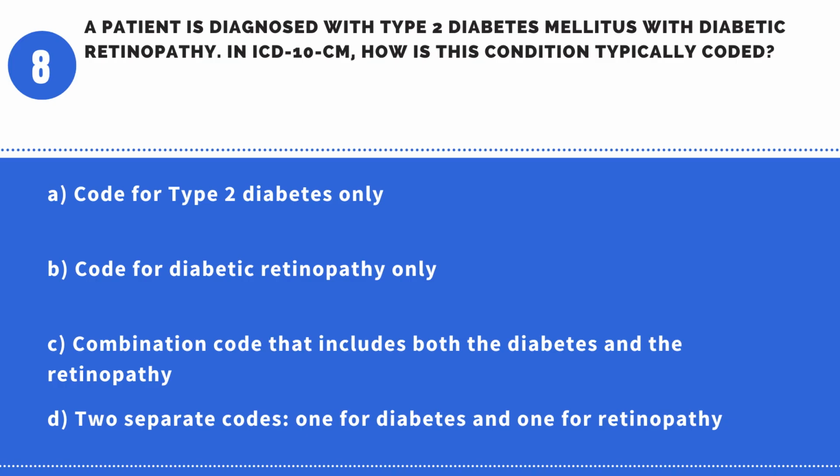Question 8. A patient is diagnosed with type 2 diabetes mellitus with diabetic retinopathy. In ICD-10-CM, how is this condition typically coded? A. Code for type 2 diabetes only. B. Code for diabetic retinopathy only. C. Combination code that includes both the diabetes and the retinopathy. D. 2 separate codes, one for diabetes and one for retinopathy.